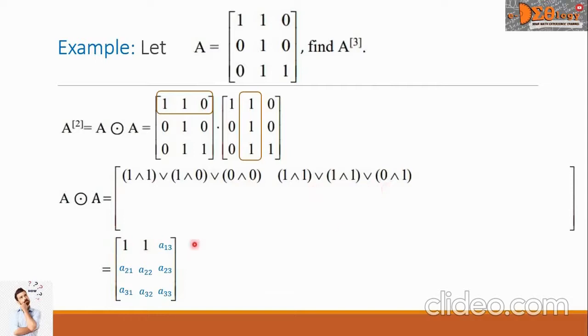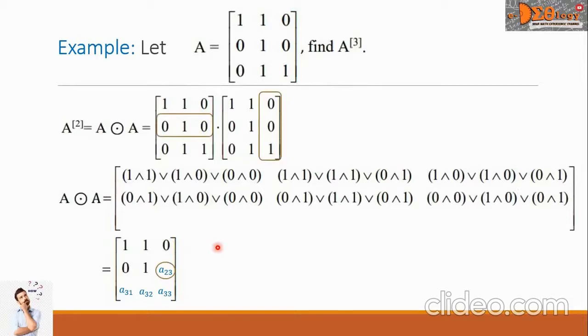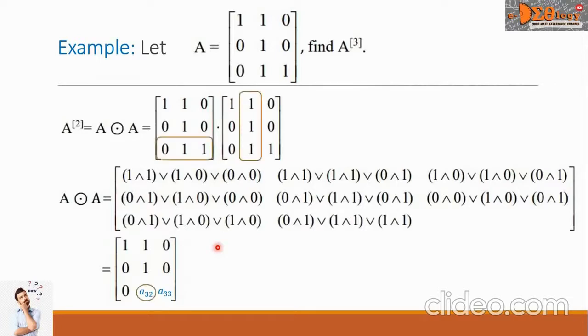We're going to follow this pattern in all our elements. Let's go for A sub 1, 3. A sub 2, 1. A sub 2, 2. A sub 2, 3. A sub 3, 1. A sub 3, 2. A sub 3, 3. So we have now the resulting matrix of A power 2. Let us write this answer on top of our screen.